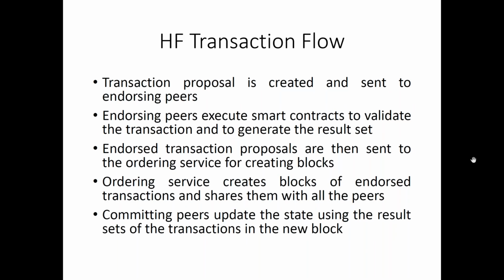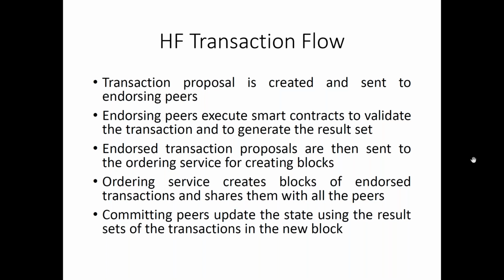And how does a transaction happen in Hyperledger Fabric? A transaction proposal is created by the party who wants to make this transaction, and the proposal is sent to the endorsing peers. Endorsing peers execute smart contracts to validate the transaction and to generate the result set.